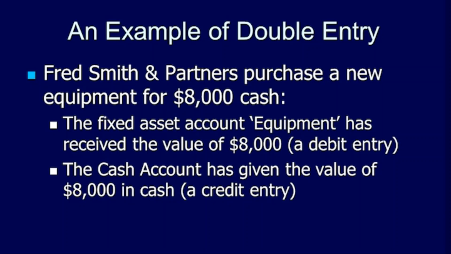But if you look at the accounting equation, it remained in balance because an asset increased and an asset decreased by the same amount. Both equipment and cash belong to the same component of the accounting equation. Therefore, the overall effect on the total asset is 0.